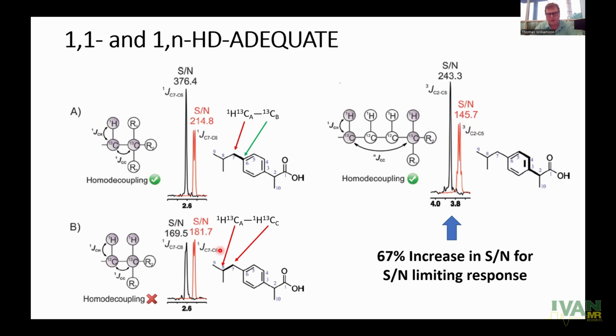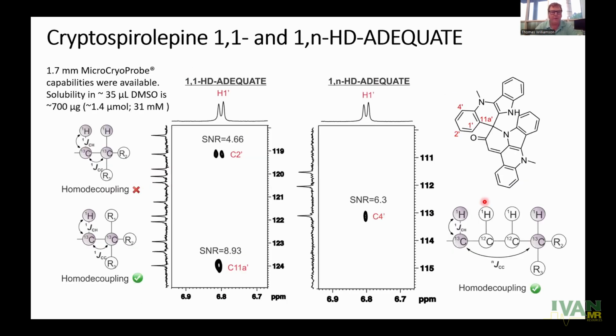The ones that we worry about the most are our multiplets, our CH protons in particular, where they tend to be highly coupled. If we can actually collapse those, then we can gain a significant increase in signal to noise. Here we show an example in ibuprofen where we see a 67% increase in signal to noise for that signal to noise limiting response. So this is really a big deal, helped a lot, and was eventually used to correct the structure of cryptospirolepine.